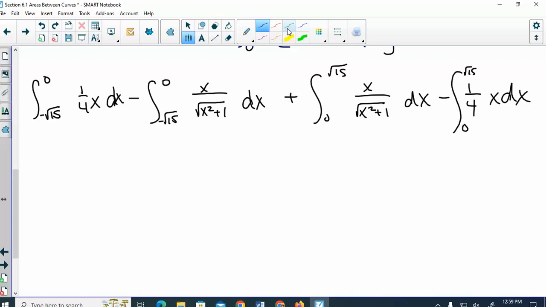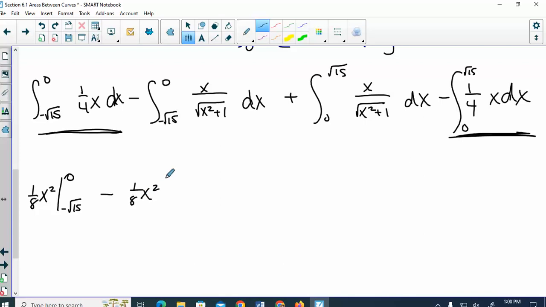Alright, let's do the easy ones first. What's the antiderivative of 1/4 x? And let's do this other easy one. So that would be minus 1x. Those are the nice ones. I just moved them around.